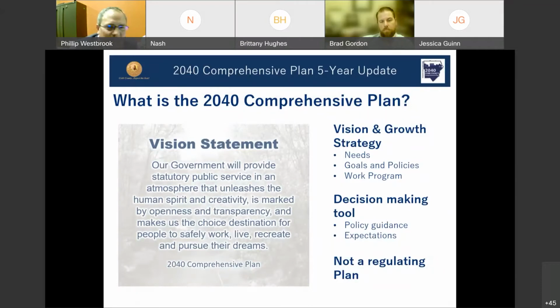So with that, I will reiterate exactly what the comprehensive plan is. Again, it is a long-term plan that provides an overarching vision for the county. And when I say long-term in comprehensive planning words, we're talking 10 to 20 years. It does contain a vision statement that paints a picture of what the community desires to become. It articulates and describes the desired outcome. The comprehensive plan provides a growth strategy that includes community-defined needs, goals, and policies, as well as a 5-year work program.